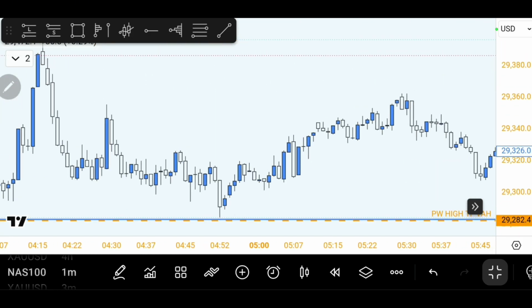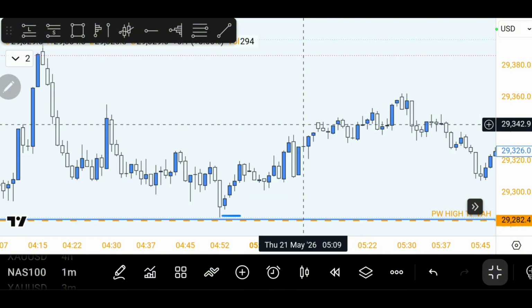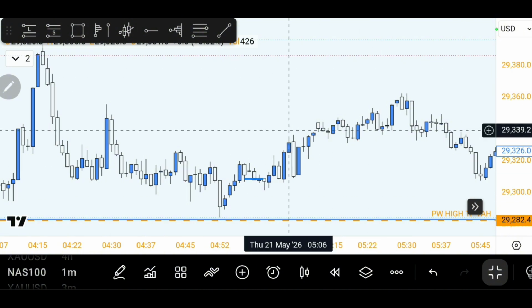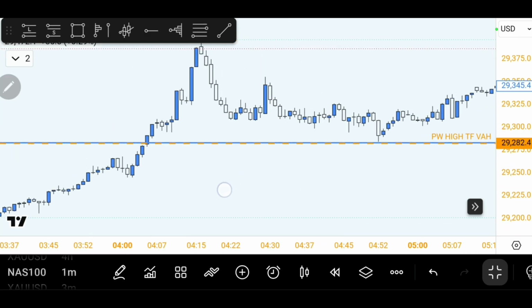See again, there's a touch here, very little touch. Remember, it's a level, so you should treat it as a level. Sometimes you don't expect it to touch completely. It might not, but even when it does not, it gives you a reaction on that level. And you can see there was a trade here we could have taken going forward. So that's how this level works.